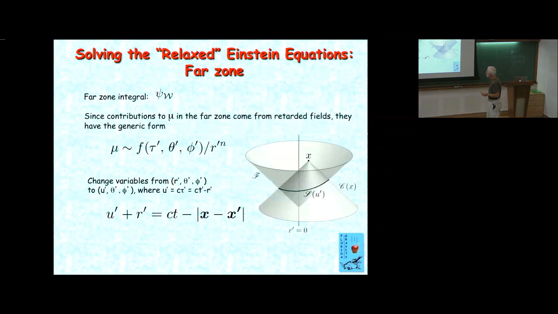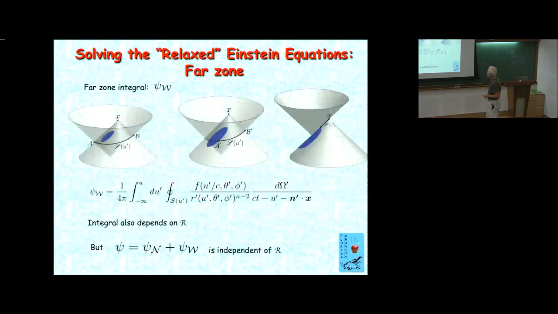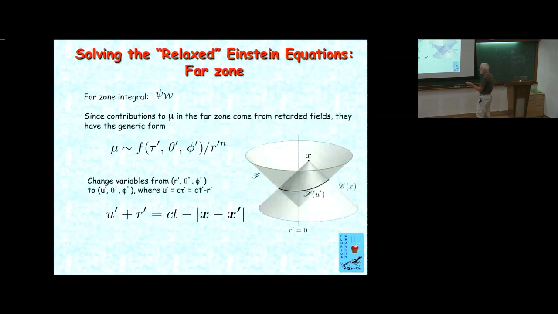that you can show. And it turns out that making this kind of coordinate change is equivalent to saying that what I'm going to do is integrate over this two-dimensional hypersurface. So if I pick a fixed value of u prime, then I integrate over this two-dimensional surface, the angular integrals. So that's this two-dimensional hypersurface. It looks like a line, but I've suppressed one of the angles.